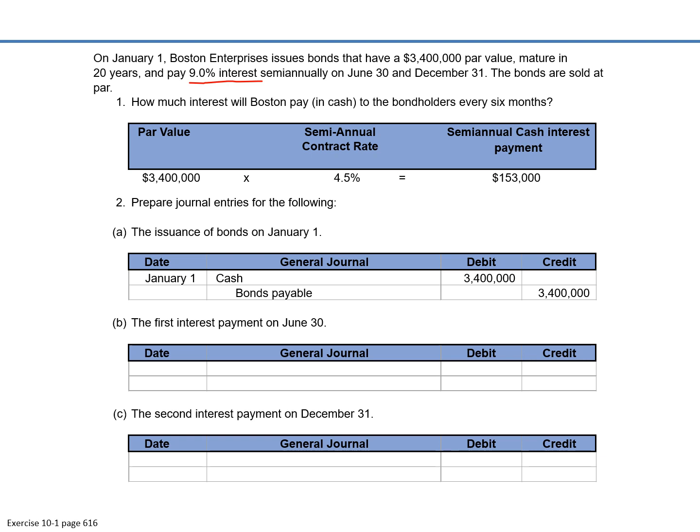Then the first interest payment on June 30th, debit bond interest expense for that $153,000 that we computed up top, and credit cash. Same thing on December 31st. Okay?